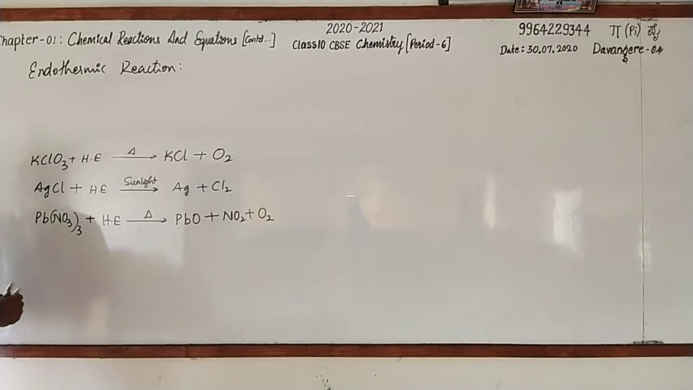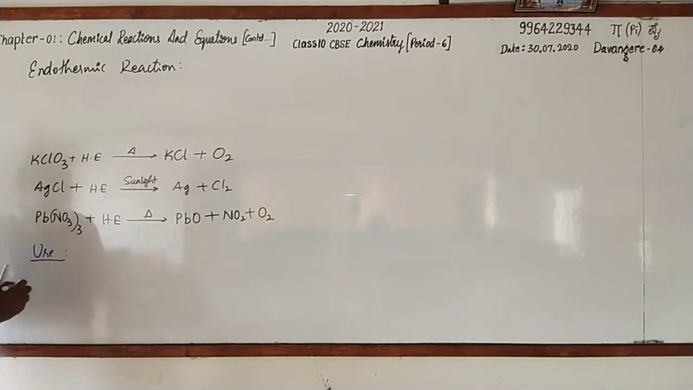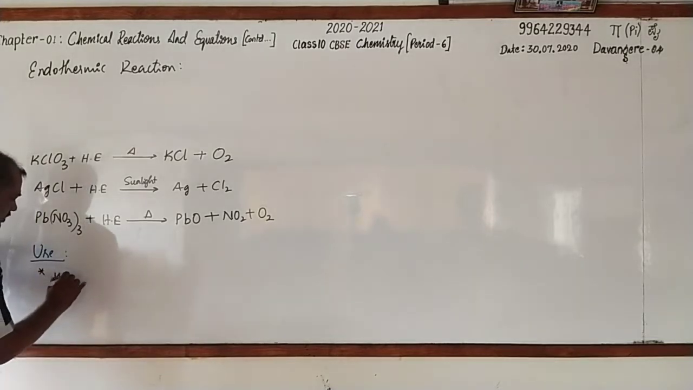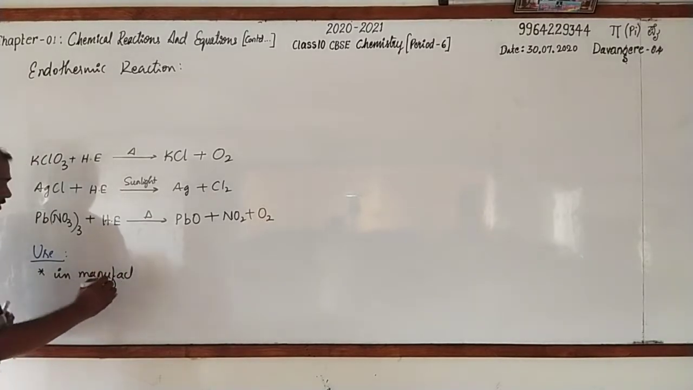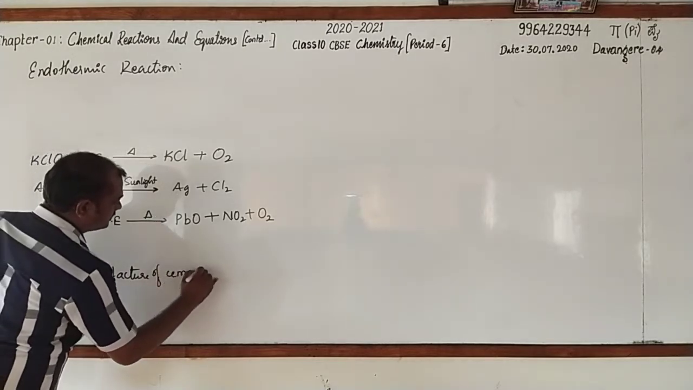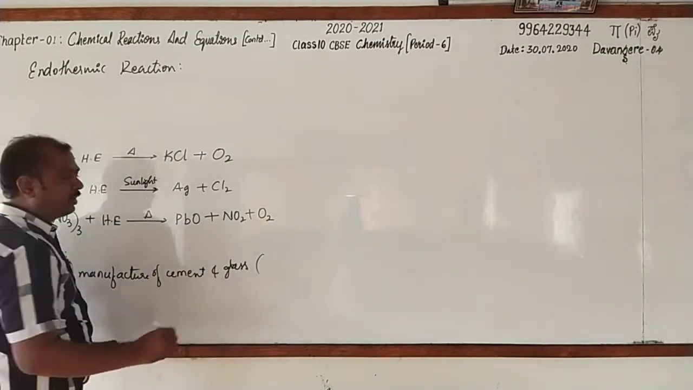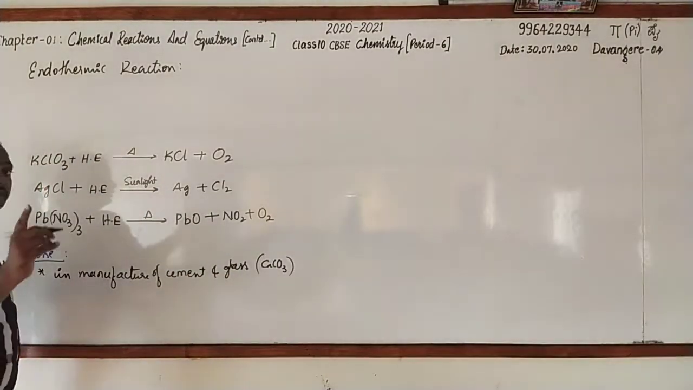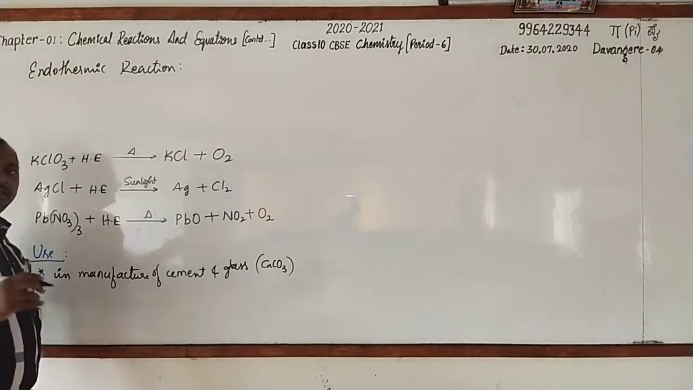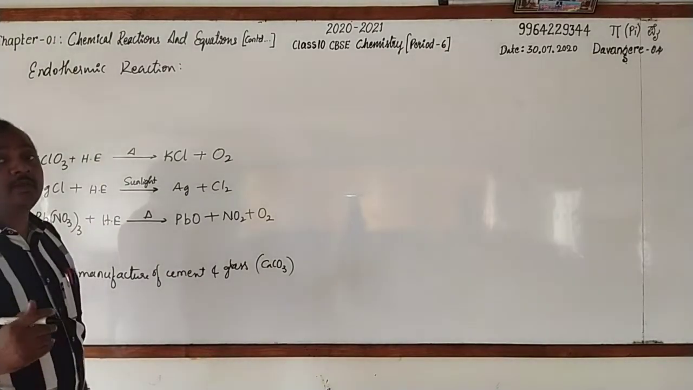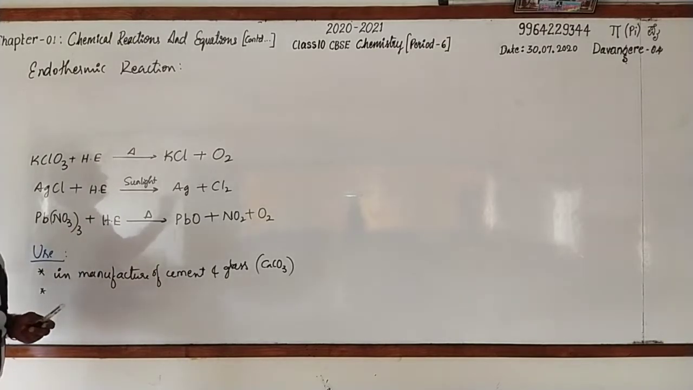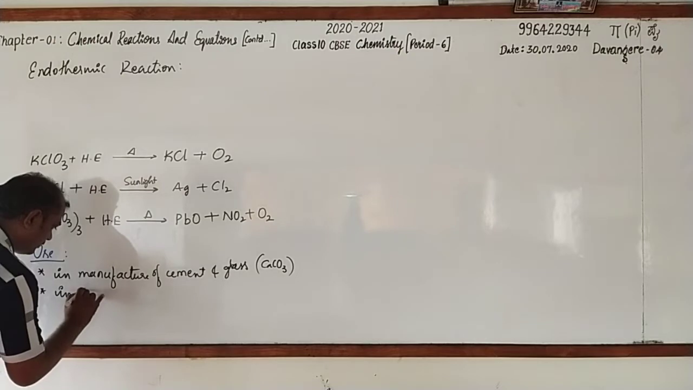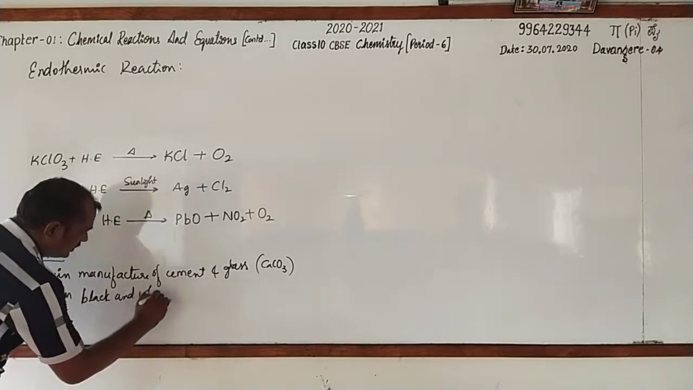Clear? Dear students, we use decomposition reactions for different purposes. I have already told you some of them. Decomposition reaction is used in the manufacture of cement, and glass also. For this purpose we use a compound called limestone, that is calcium carbonate. It undergoes decomposition to produce calcium oxide and carbon dioxide. Similarly, compounds like AgCl, silver chloride, and AgBr, silver bromide, are used in black and white photography. So decomposition reaction is used in black and white photography.